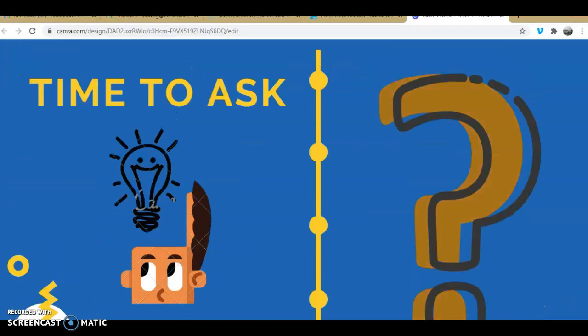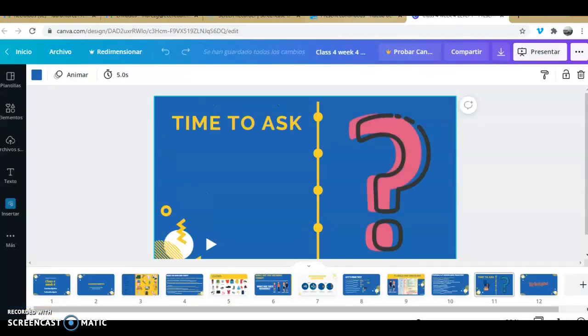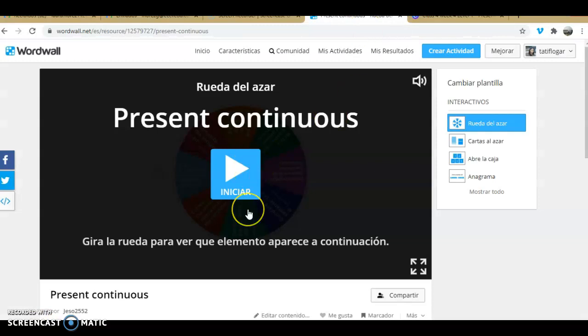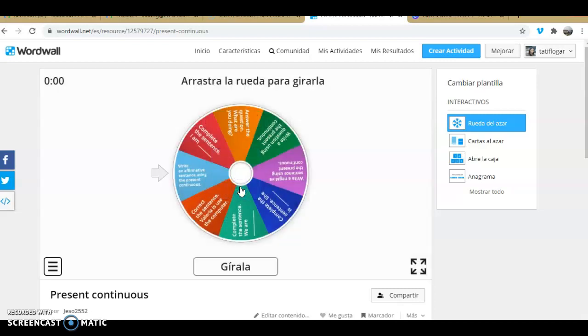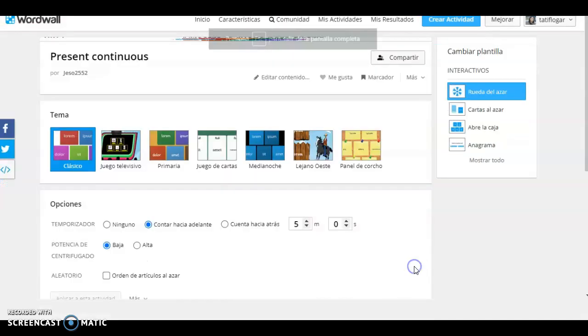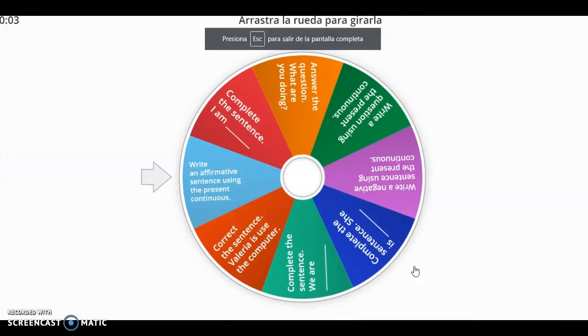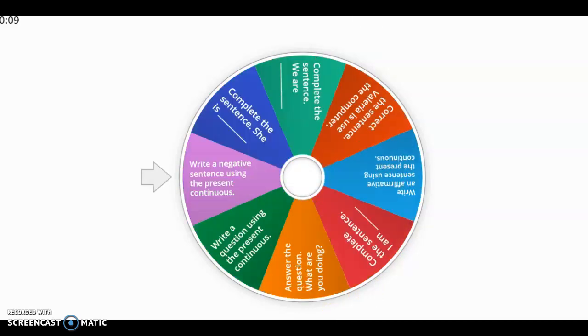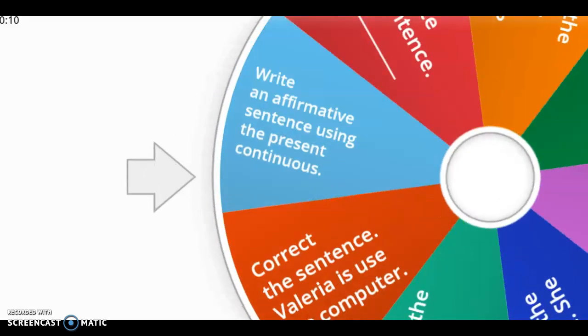Okay, excellent. Now, what are we going to do now? We are going to practice the present continuous. Okay? So, which is the idea here? The idea here is that you're going to answer these sentences. So, I will spin this and we have to wait.